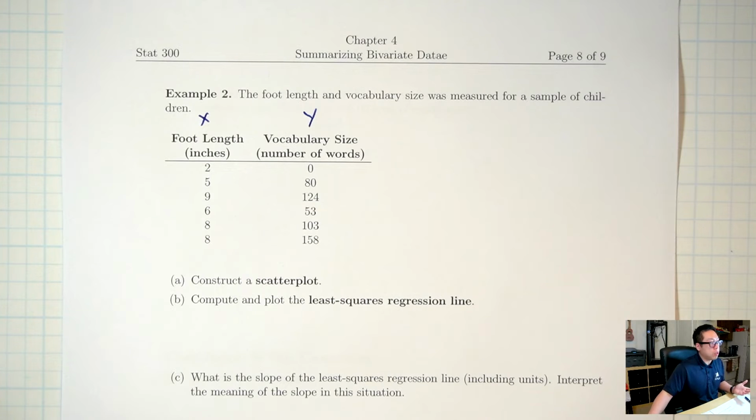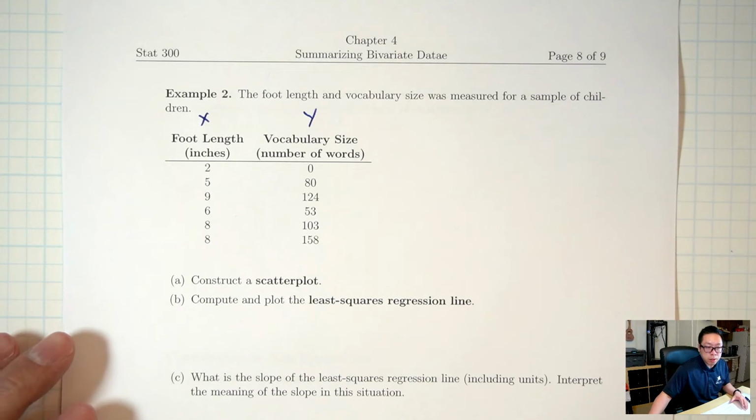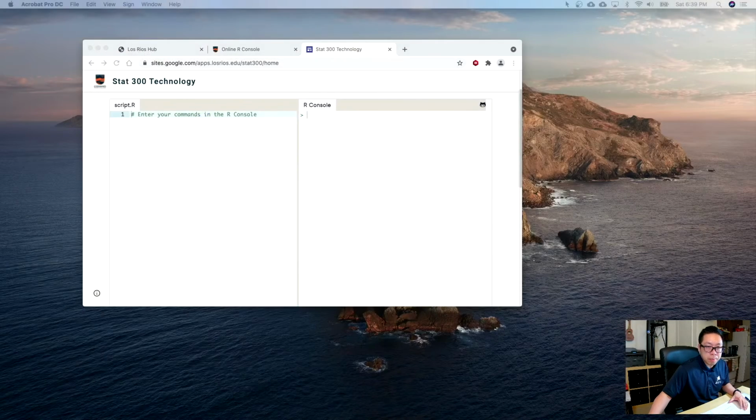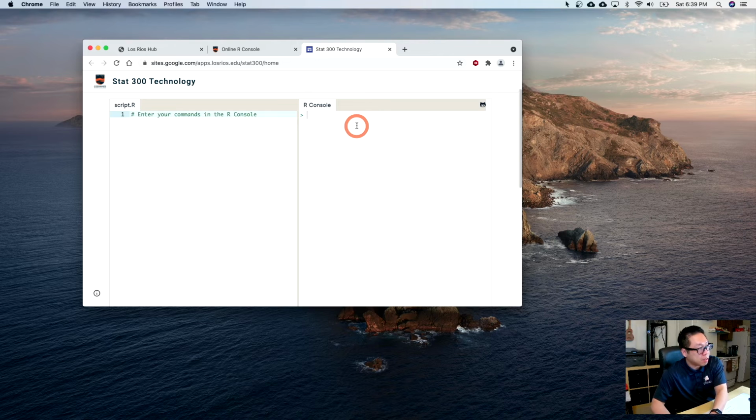Let me use the online R console for this one, just to show you what it looks like. Here's the online R console. First thing we need to do is enter the data. Our first column is foot length, so you can name it, say, foot. Or if you want to be lazy, you can also just name it X. So let's be lazy on this one and call it just X. X equals C parentheses. And then type out the data separated by commas. So our foot length for X was 2, 5, 9, 6, 8, 8.